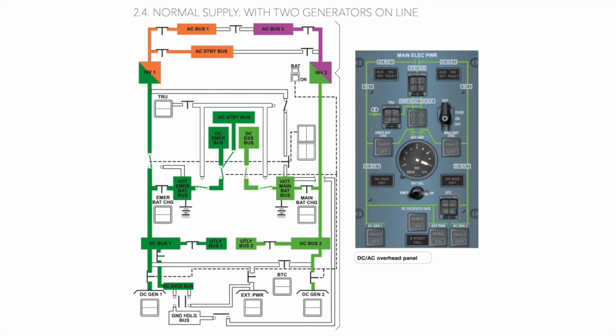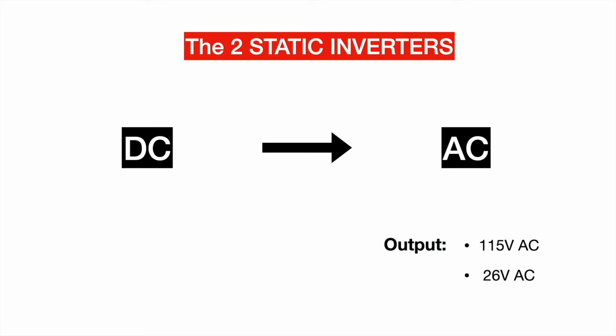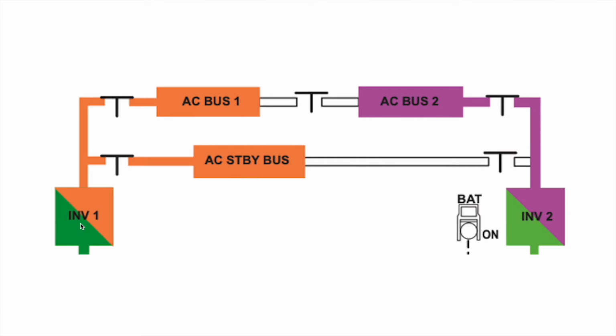In the AC constant frequency network, the power supply is from two static inverters, which are here, inverter 1 and inverter 2. These are powered by DC generator 1 and DC generator 2. These inverters convert DC to AC, and they have two outputs, which are 115 volt AC and 26 volt AC. Inverter 1 supplies the AC bus 1 and the AC standby bus. Inverter 2 supplies the AC bus 2.